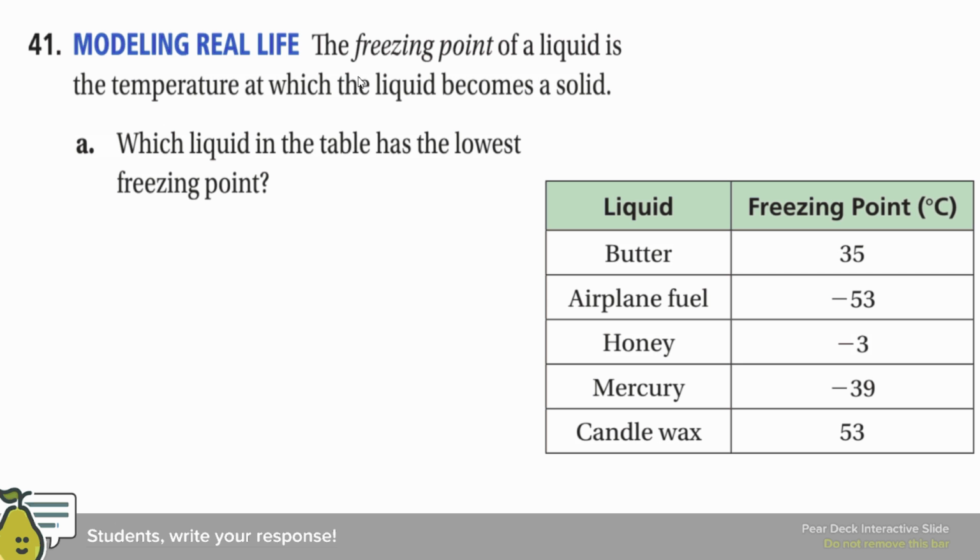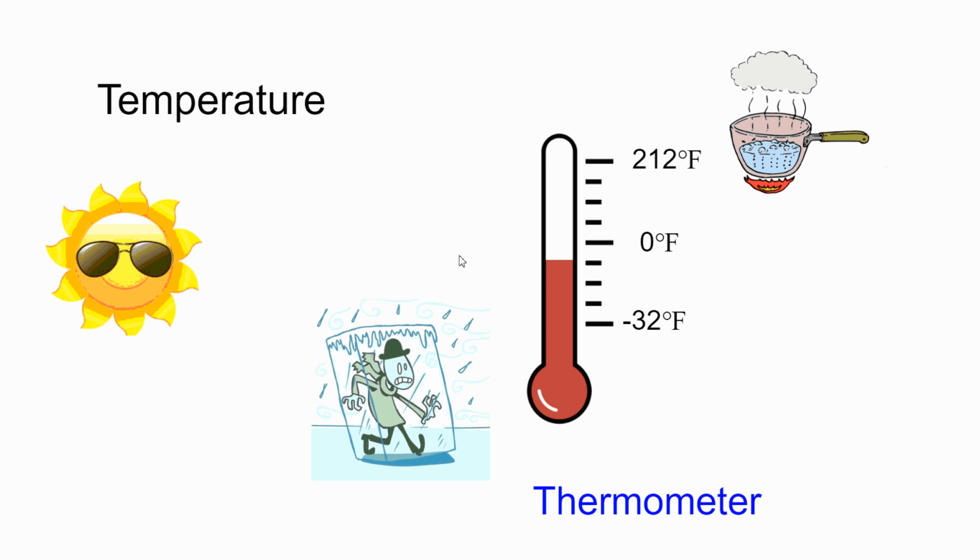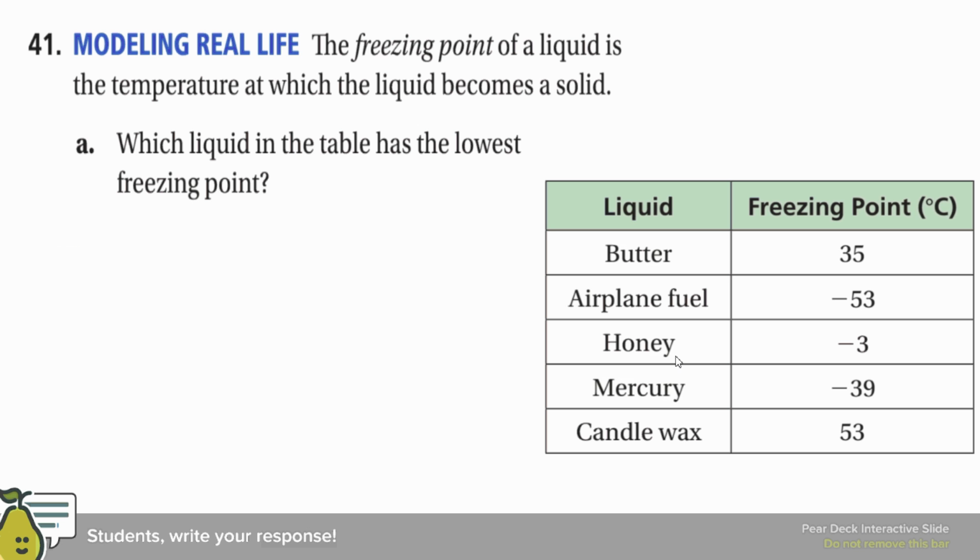The freezing point of a liquid is the temperature at which the liquid becomes a solid. Which liquid on the table has the lowest freezing point? Well, if you remember from the previous slide, when we get down here into the negative zone, that's freezing and cold. When you go up past zero, that gets hot and up to boiling. So we want the lowest temperature.